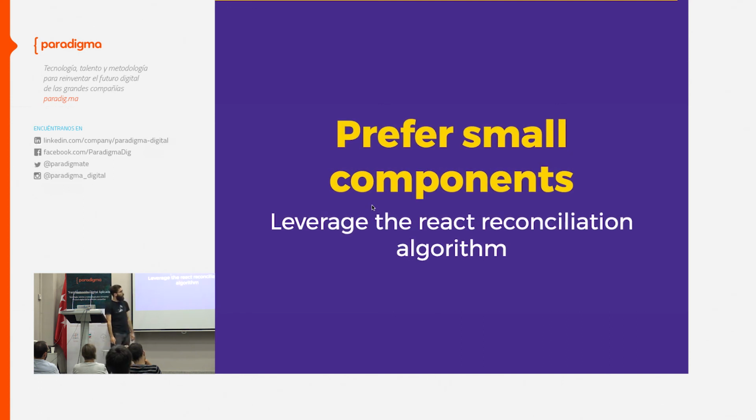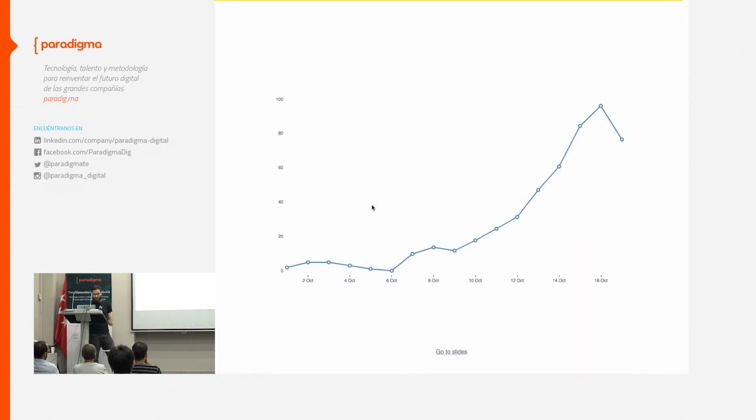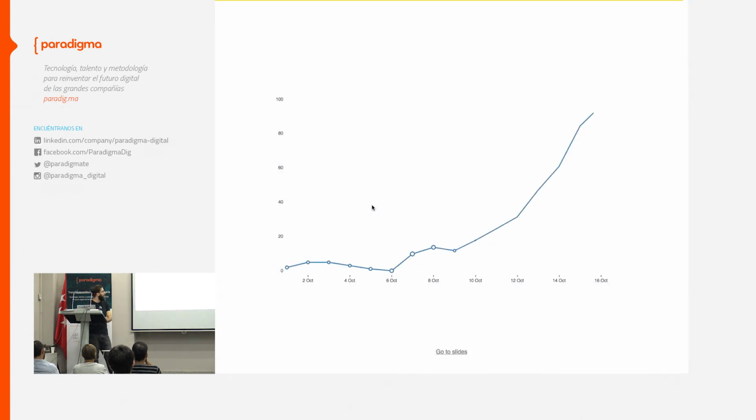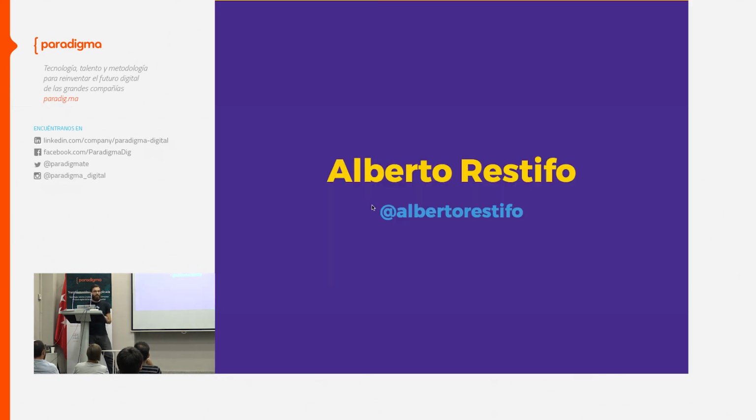Then you should prefer small components, because React is very good with reconciliation. So if you have many small components, React will know exactly what to update. If you have one single huge component that renders many things, it will update many more things at the same time. And so that's it. That's how we made our charts with React, how we made it work, how we animated, and that's it for me.